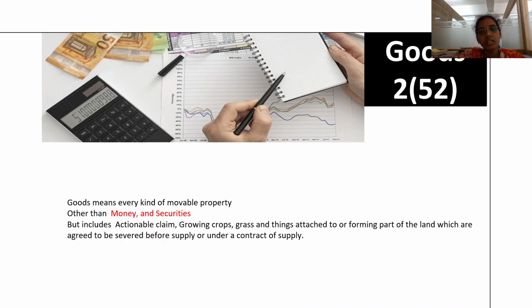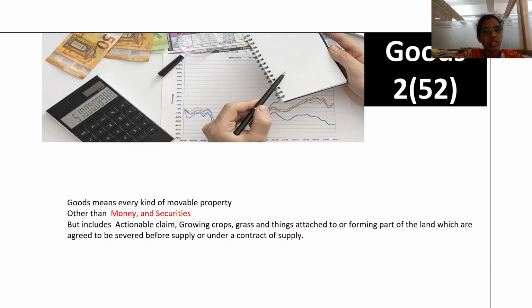Next, let us learn the definition of goods. So in the GST Act, what does goods mean? This is defined under Section 2, subsection 52. So goods means every kind of movable property. So anything that is movable can be defined as goods, but this excludes certain things. Anything that is other than money and securities.